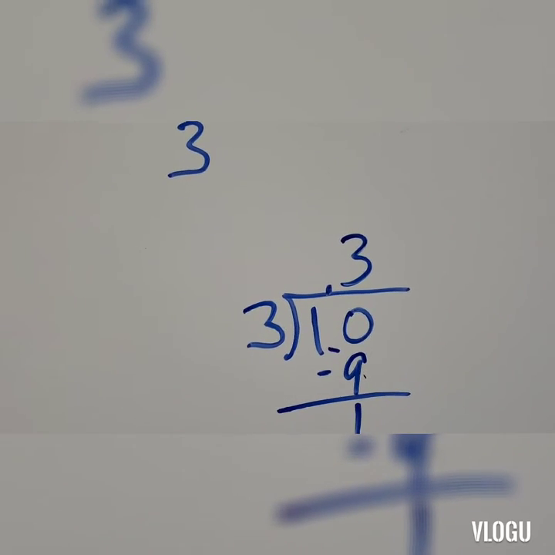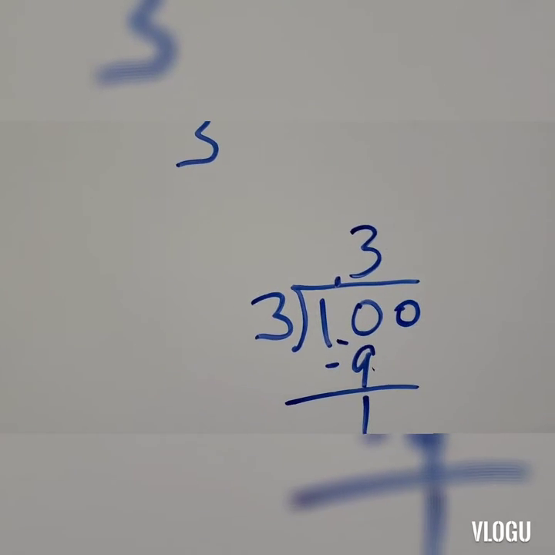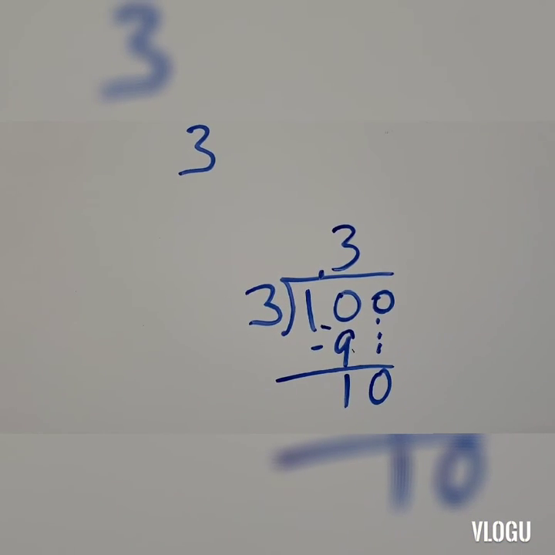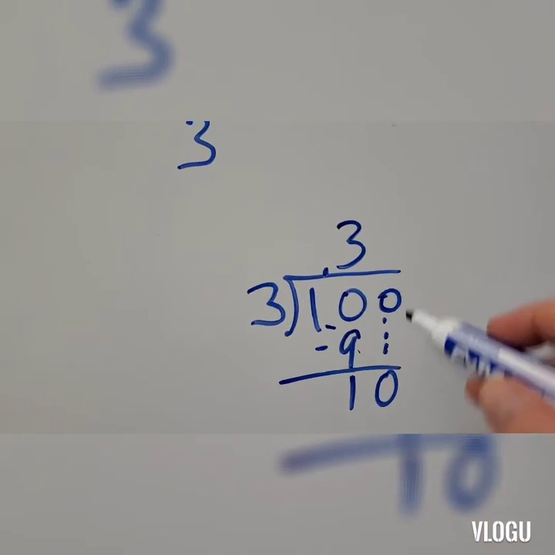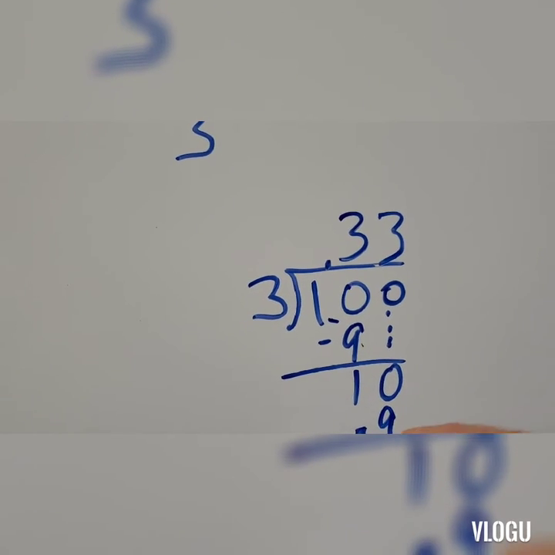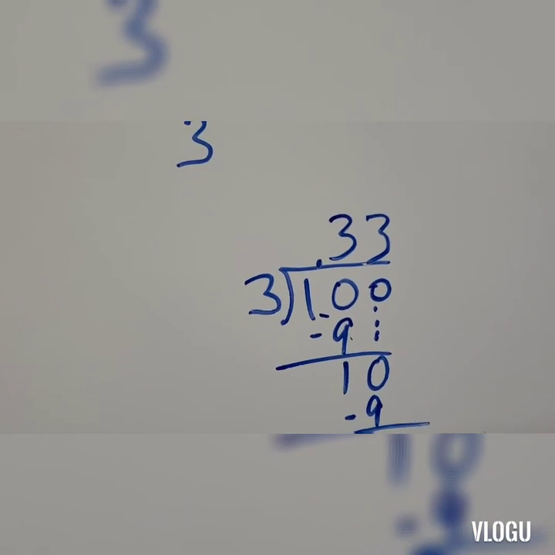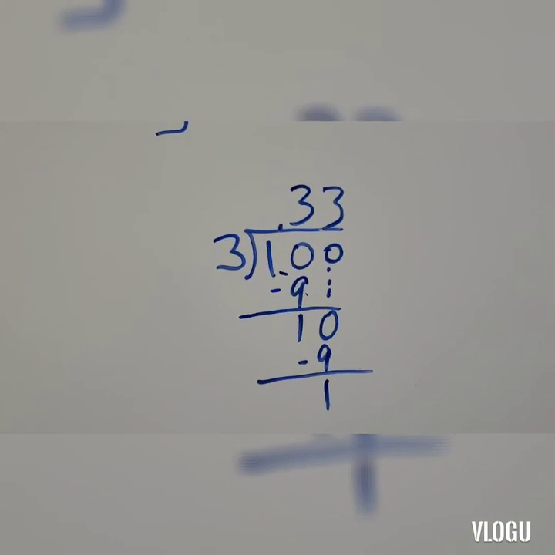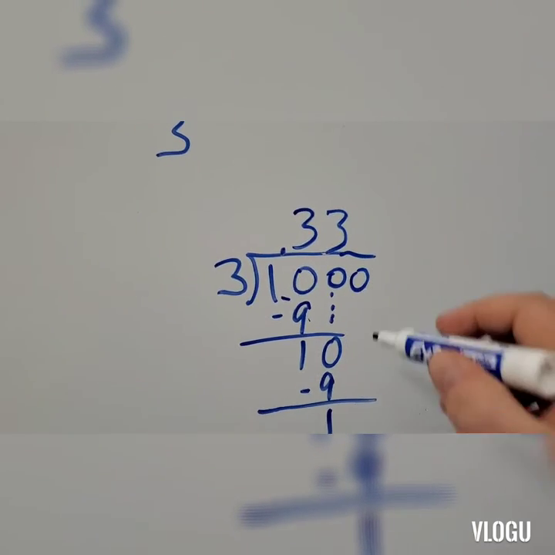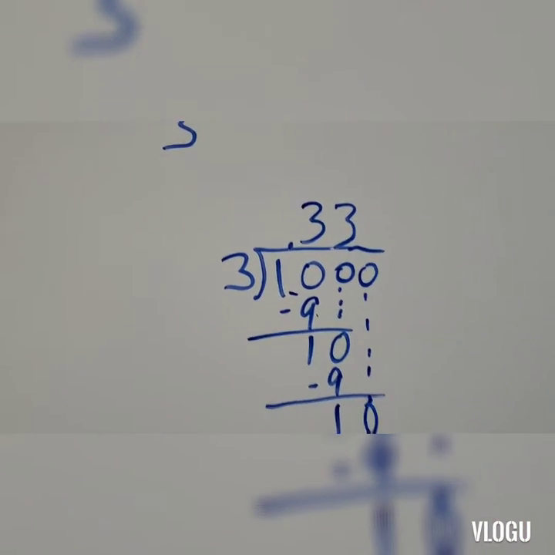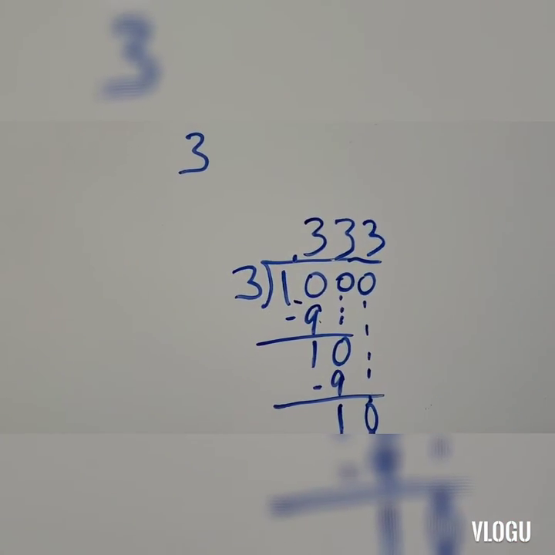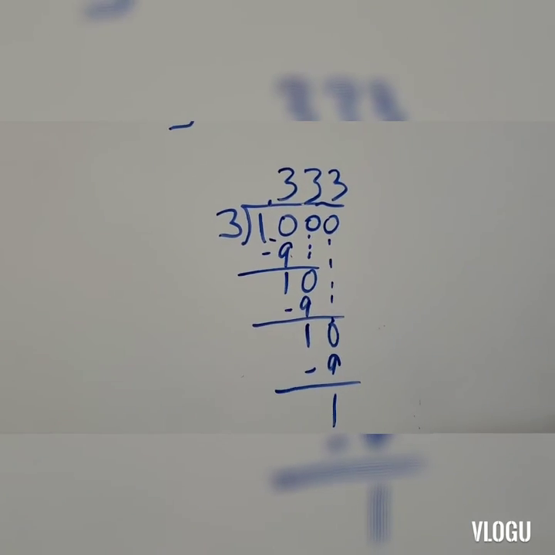I don't want a remainder of 1, so I'm going to add another 0 so I can bring that down and continue my problem. 3 goes into 10 about 3 times. 3 times 3 is 9. Subtract, I have a remainder of 1. Well, let's extend this again, add a 0, so that I can continue it. 3 goes into 10, 3, 9. I'm starting to see a pattern here.